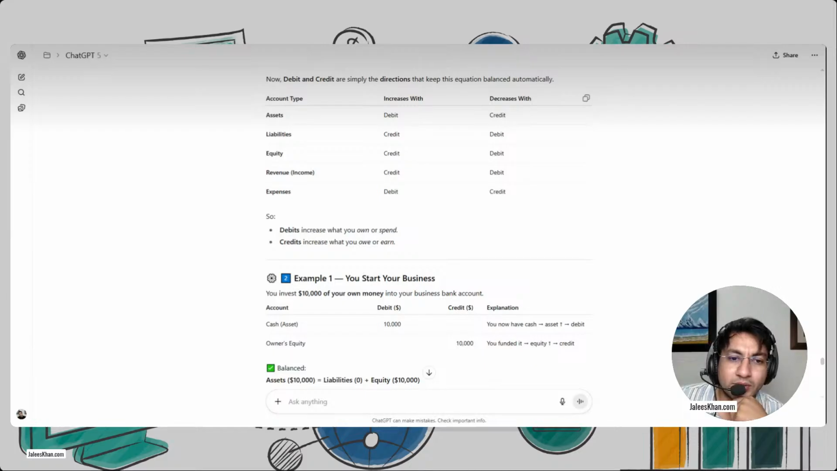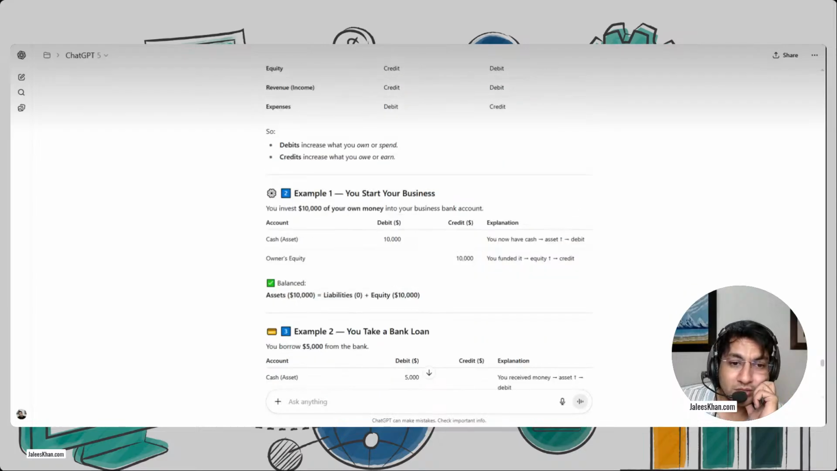Okay, so I think so. They will explain later on. Debits increase what you own or spend. Credits increase what you owe or earn. Yes, it's becoming confusing now. For me at least.